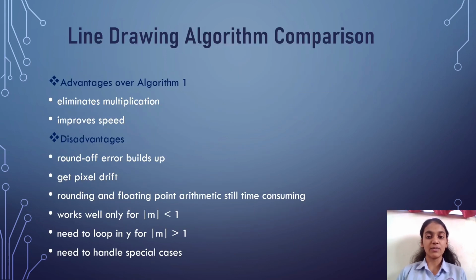Line drawing algorithm comparison. Advantages over algorithm 1: eliminates multiplication, improves speed. Disadvantages: round off error builds up, which gets pixel drift. Rounding and floating point arithmetic are still time consuming. Works well only for m less than 1, and we need to loop in y for m greater than 1. Need to handle special cases.